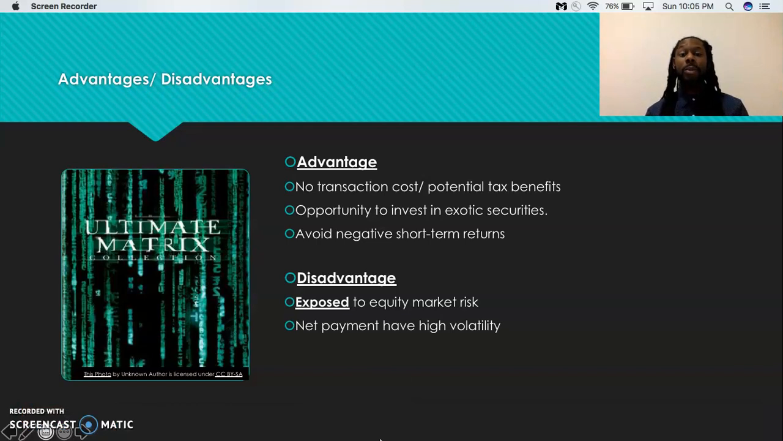Two disadvantages associated with this particular alternative are the high volatility that's normally associated with the net payments, and also, now that you participate in this particular option, you will be exposed to the equity market risk that you were not exposed to before.